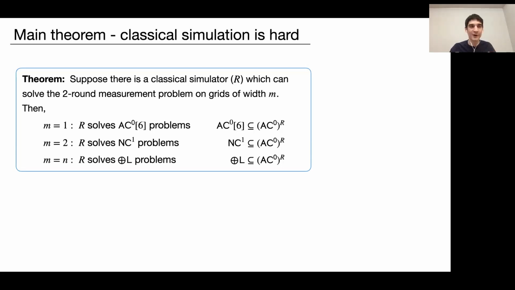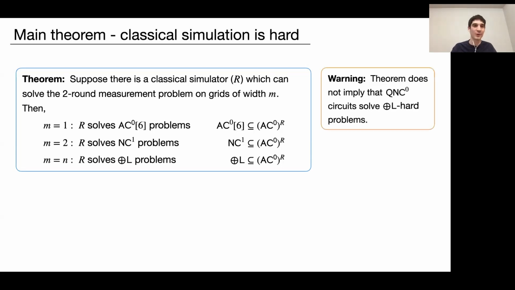Now, I've already warned you about this, but I'm going to warn you again because it comes up a lot. This theorem does not say that we can have a QNC0 circuit, a constant depth quantum circuit, solving a parity L-hard problem. What it says instead is that if you had a classical simulator for this QNC0 task, then you could leverage that classical simulator to solve a parity L-hard problem. But the quantum machine itself cannot solve the parity L-hard problem.